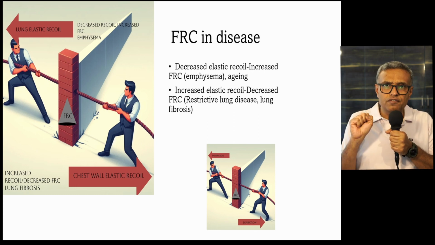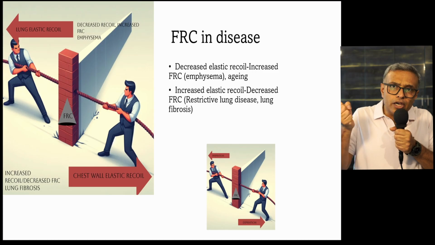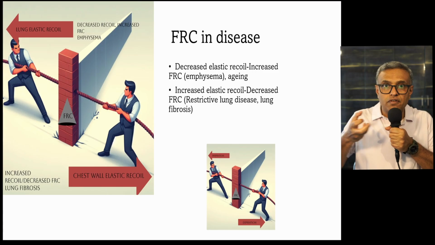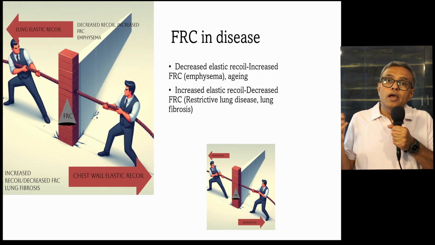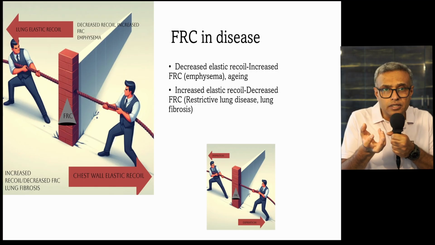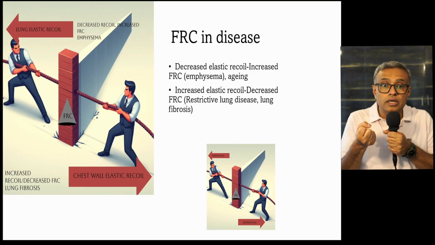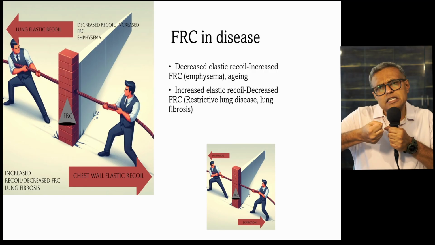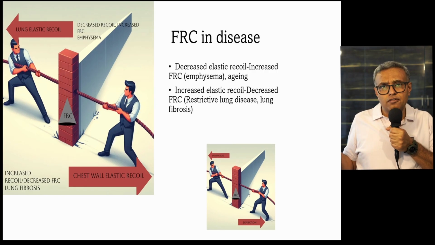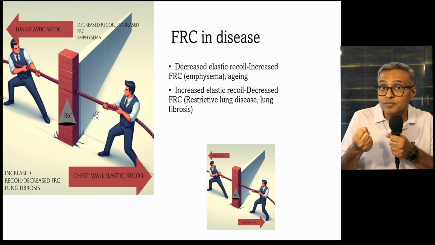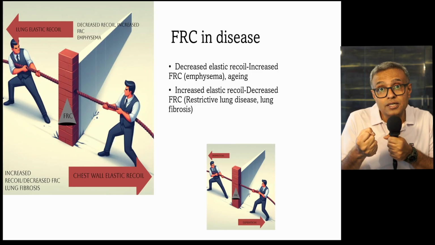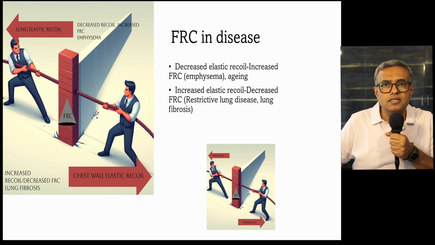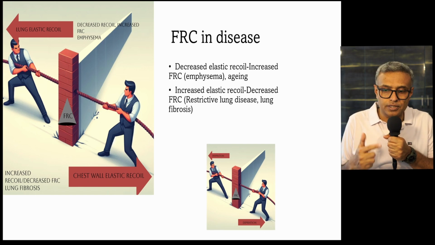In emphysema, the recoil of the lung comes down quite drastically, and that's how the FRC goes up. And in cases like interstitial lung diseases, the so-called lung fibrosis, the lung just doesn't expand enough, and that's how the FRC comes down quite drastically. These two are very important in our further analysis and understanding of lung oscillometry.